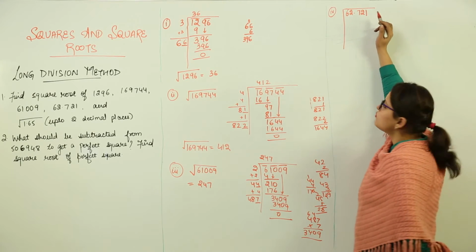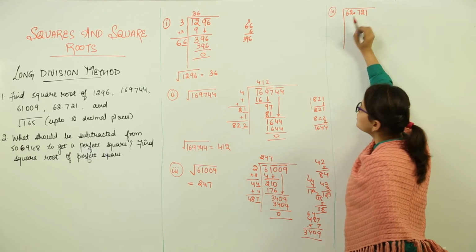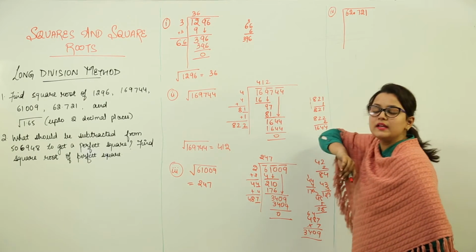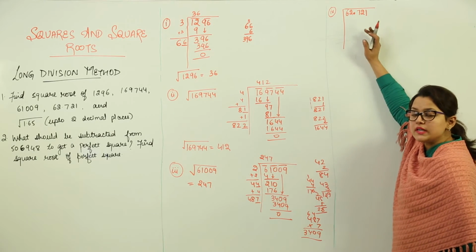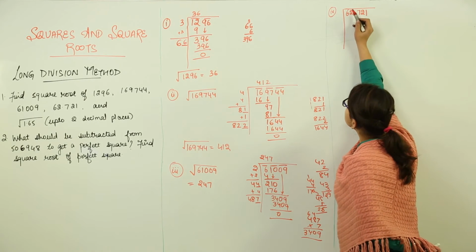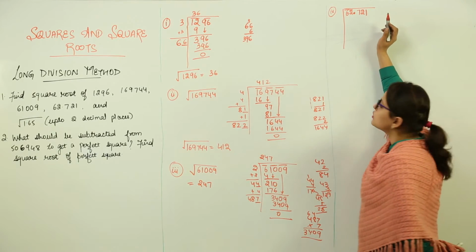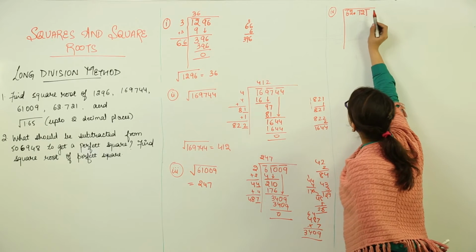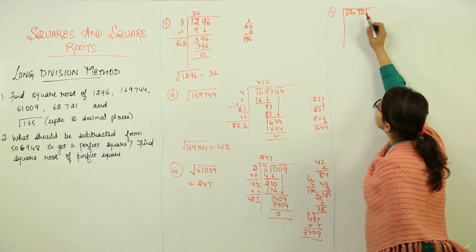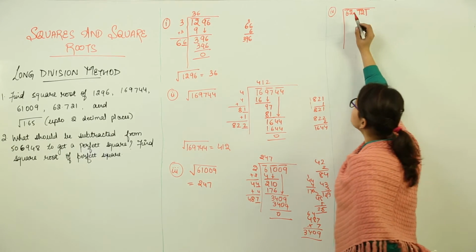62.721. What do we do? We start grouping, but over here we can notice that those numbers didn't have any decimal place, but here we do have a decimal place. Now before the decimal place, the grouping is done from the right hand side, but after the decimal place we do the grouping from left hand side, like this. So one group is 7 and 2, other group is 1. Rest procedure remains the same.